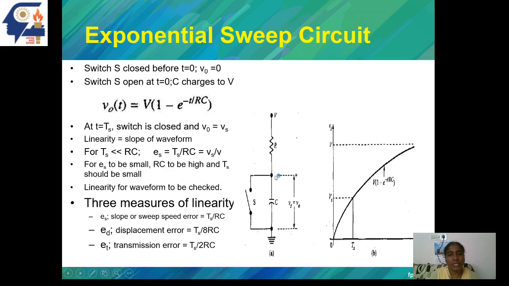For checking linearity of the waveform generated through sweep circuits, we have some measures: sweep error, displacement error, and transmission error, and they are given by mathematical equations which we will derive ahead.